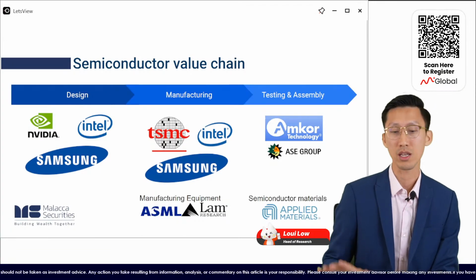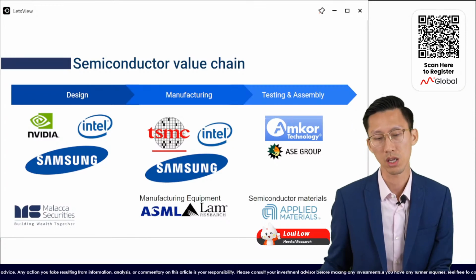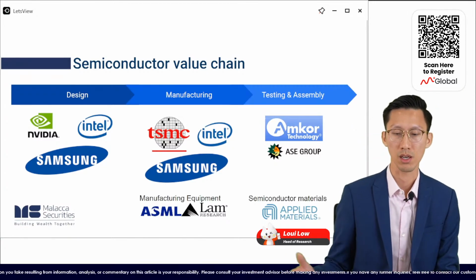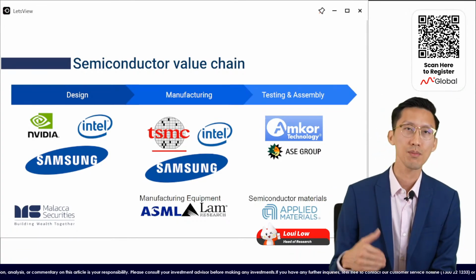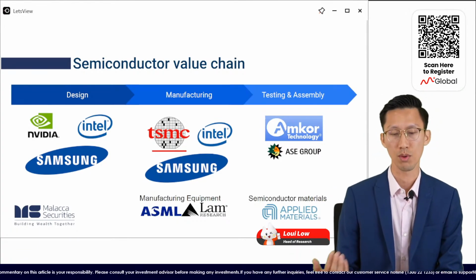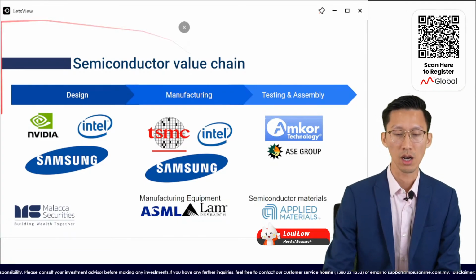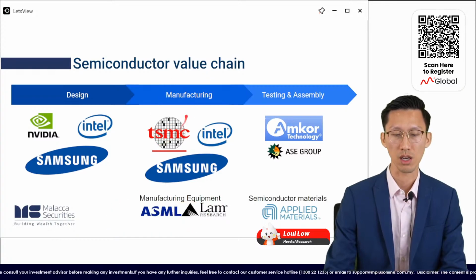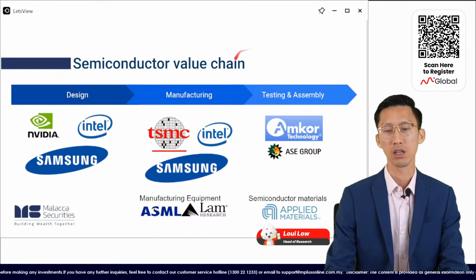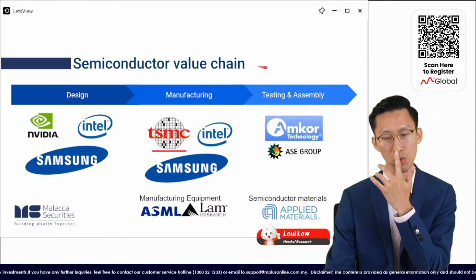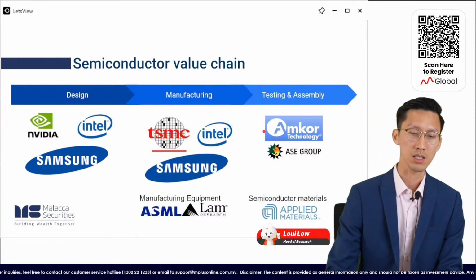And Intel and Samsung have manufacturing capabilities as well. Testing and assembly is not really within the US region, but again, MCO Technology and ASE Group are part of it. Some other areas you can look at are manufacturing equipment like ASML and Lam Research, which provide equipment to the manufacturing segment, and semiconductor materials like Applied Materials, which provides the materials from manufacturing to the next value chain. So basically these are some of the big names here.